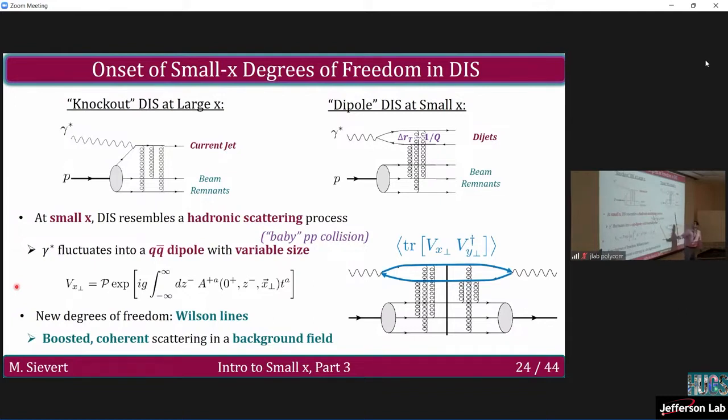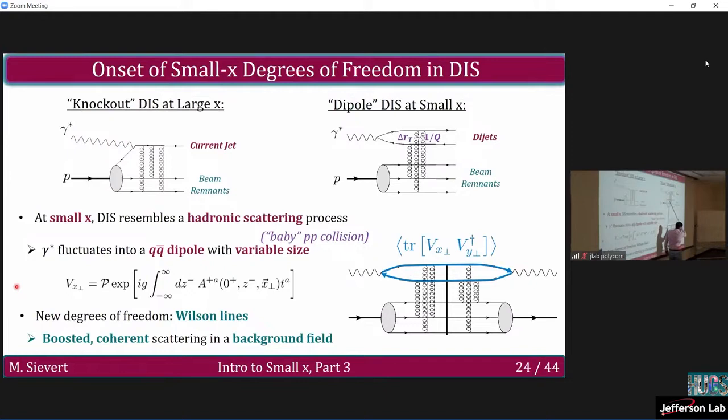That electromagnetic interaction of the photon can create a quark-antiquark dipole. And then the thing that hits the proton is not a photon at all. It's a baby proton-proton collision. It's a tiny hadronic system made up of quarks, which is overall color neutral, that is then scattering on the proton. So DIS at small x changes radically. It no longer looks like a handbag diagram, a knockout process. This one is technically an NLO process, right? It's got an extra vertex in it to let you fluctuate and then scatter.